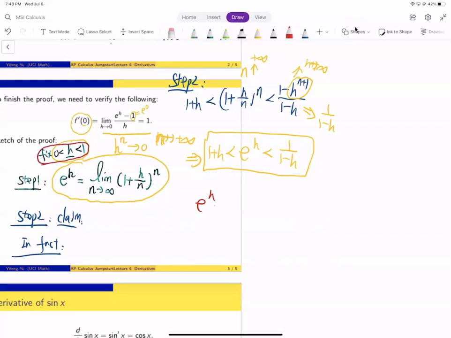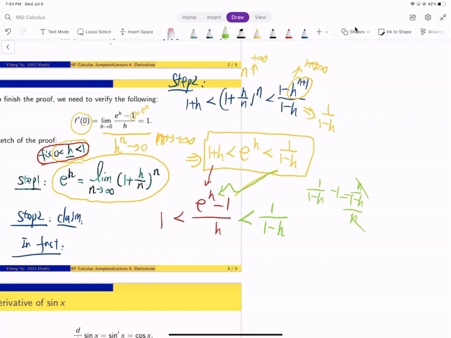And then e to the h minus 1 over h will be bigger than 1, because if you put 1 over h here, and if you put this part here, this will be less than 1 over 1 minus h minus 1. This will just be h over 1 minus h, and divided by h, they cancel with each other. If you replace this by that, by simple algebra, you'll find this is 1 over 1 minus h.